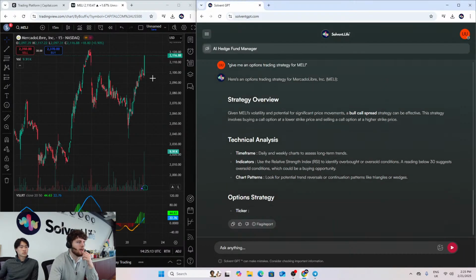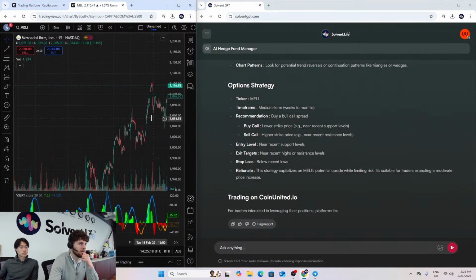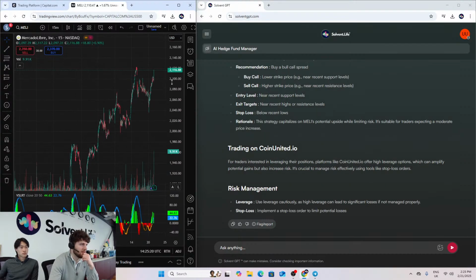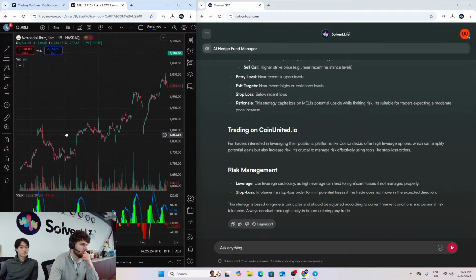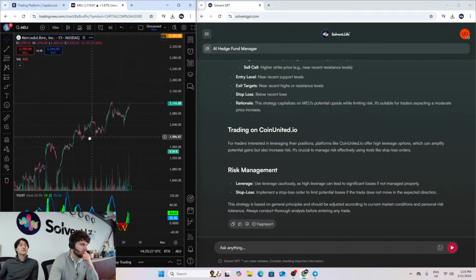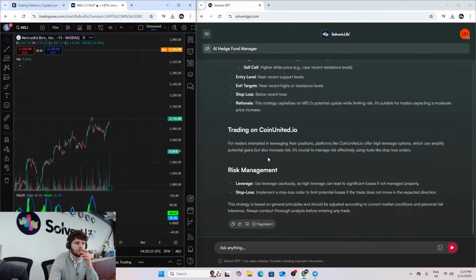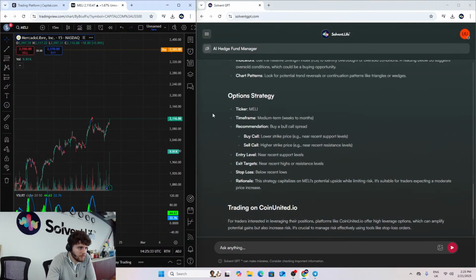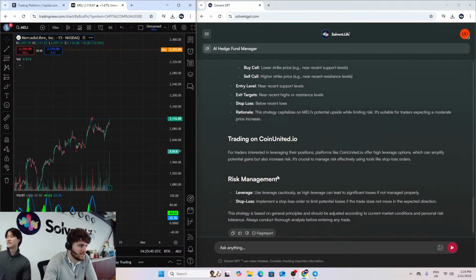A bull call spread would be effective. As we can see, a lot of upward momentum. Looks like it's performing very strongly. So here is our strategy. Buy a bull call spread. Fantastic. Daily and weekly charts we can use to assess the long-term sort of trends.